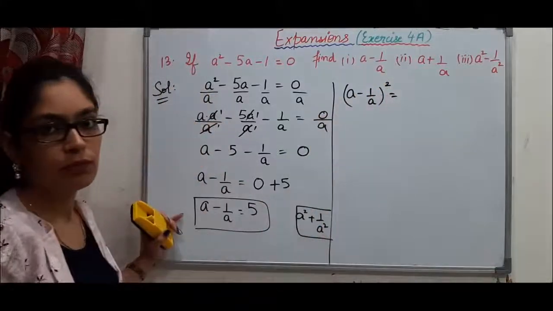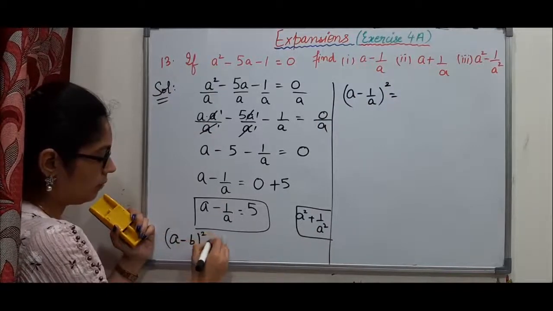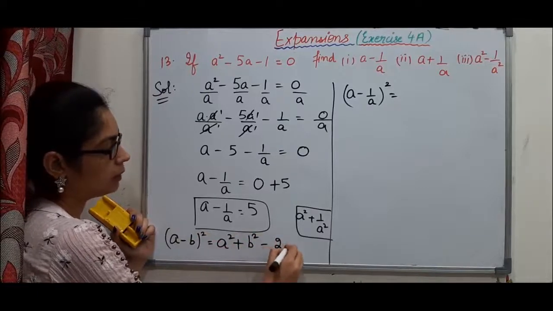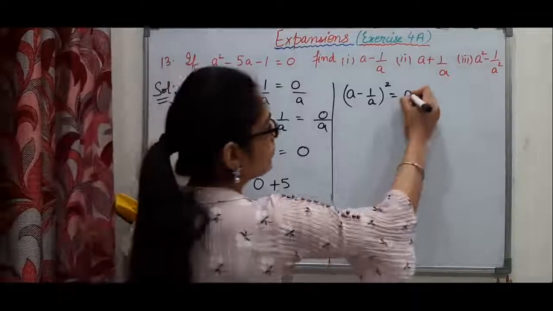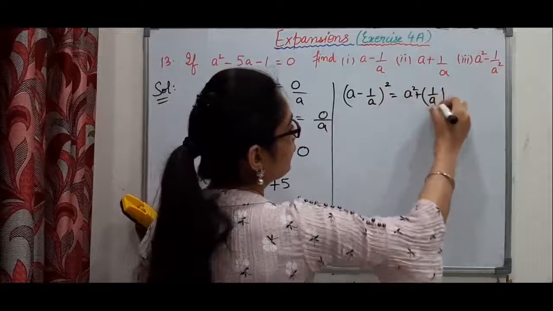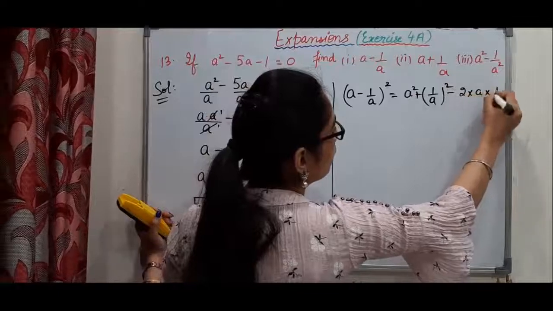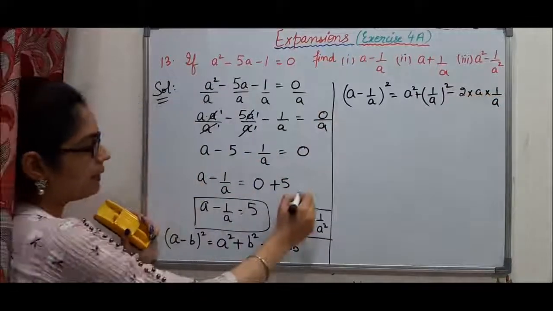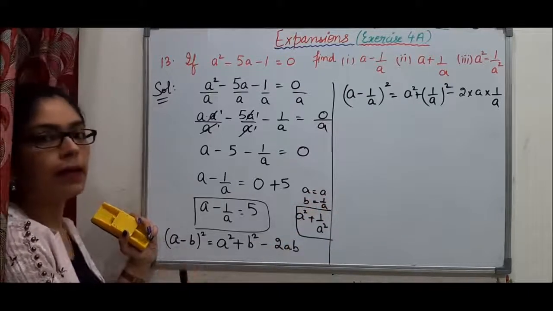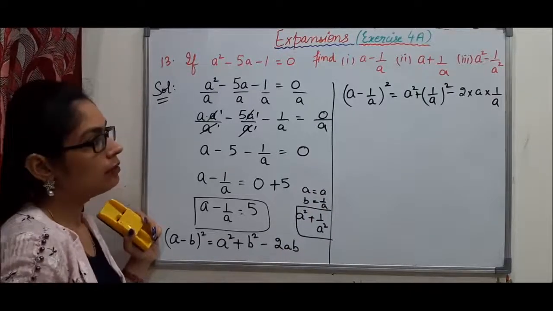See, this expression is a minus b whole square. A minus b whole square is equal to a square plus b square minus 2ab. So a is a, and b is 1 by a. So a square plus 1 by a whole square minus 2 into a into b. In this identity a minus b whole square, I have just substituted the values of a as a and b as 1 by a.